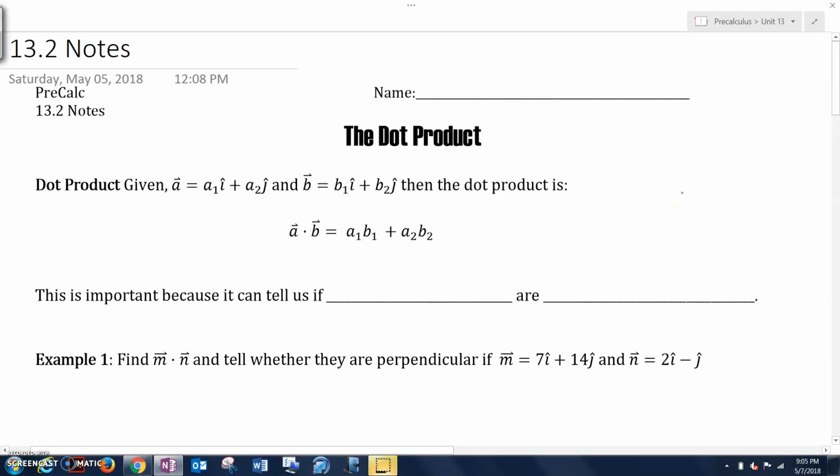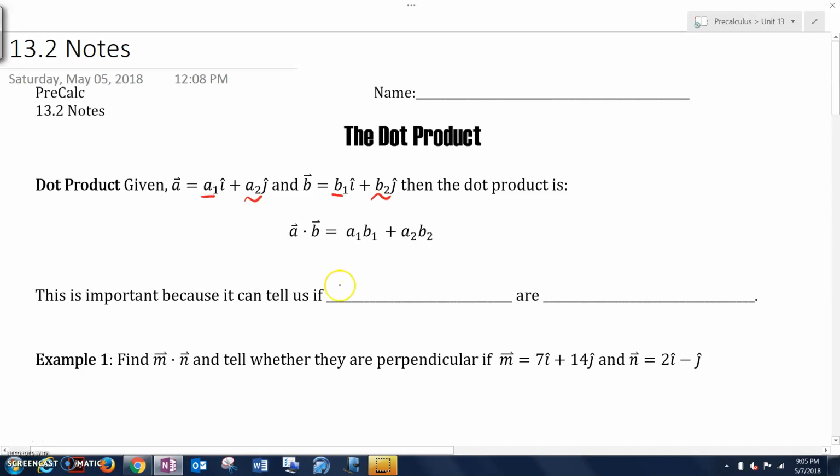Alright class, today we're going to talk about the dot product of two vectors. Basically this allows us to do a couple things. To do it though, you basically just multiply the x components together, so a1 and b1, and then you multiply the y components together, a2, b2, and then add them together.